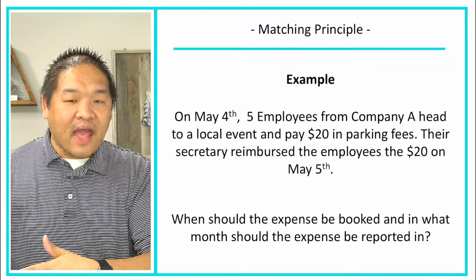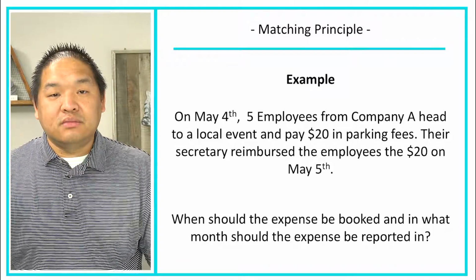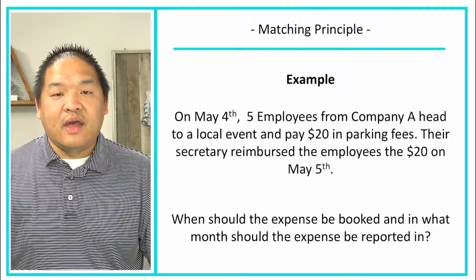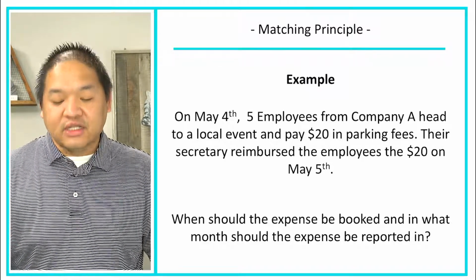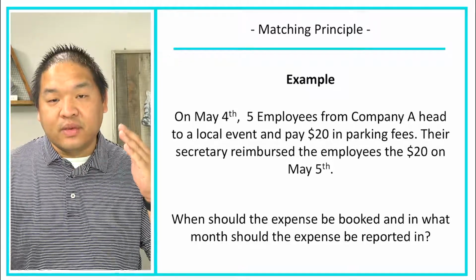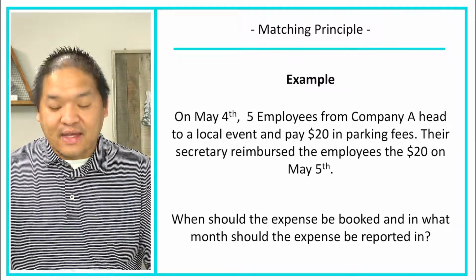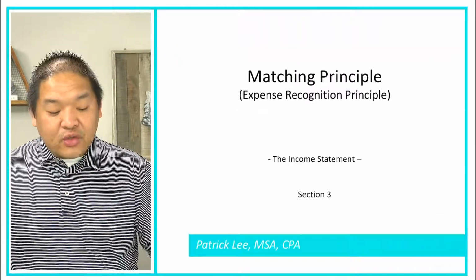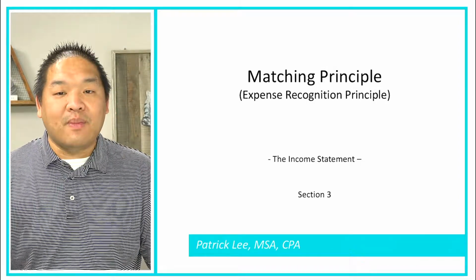We really don't care about the cash, but the cash is important too. The cash was paid one day later, so the cash happened pretty instantaneously when we think about a whole year. So in this case, we're going to book that expense in May because that's when it was incurred, and it happened to also be paid in May as well. Okay, so those are our examples when it comes to the expense recognition principle or the matching principle.